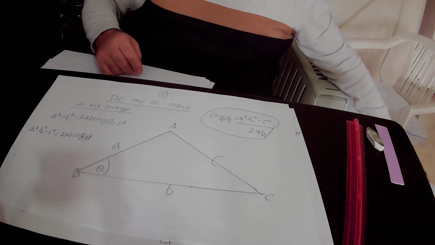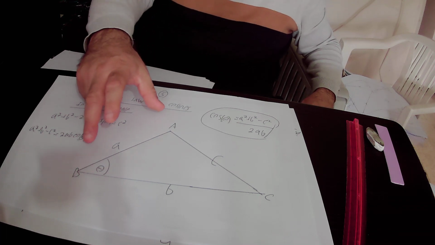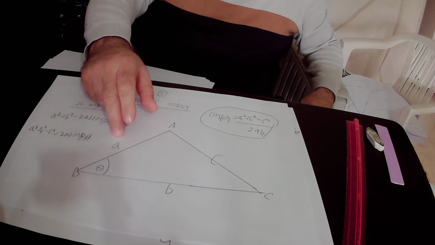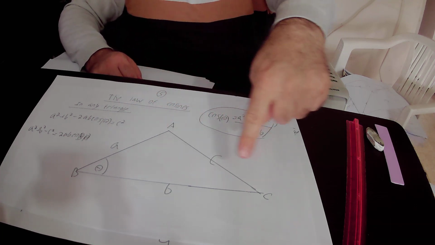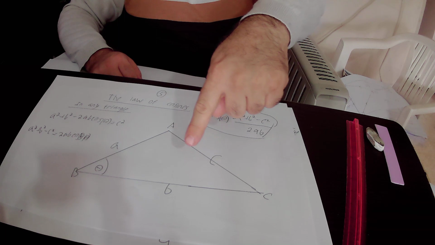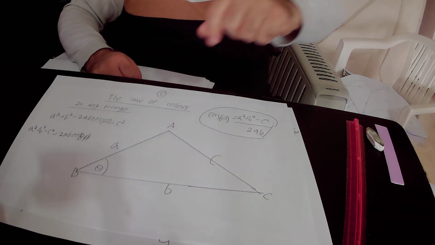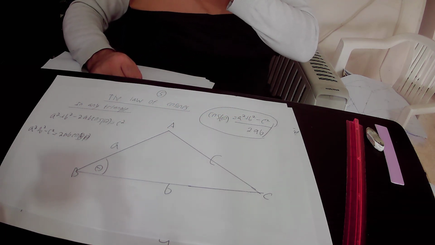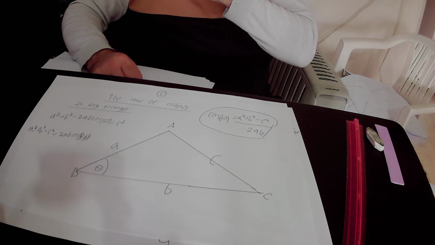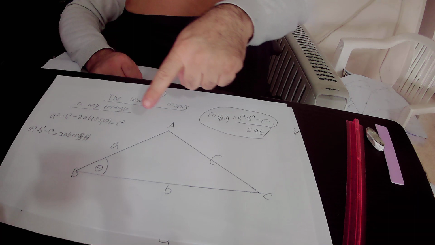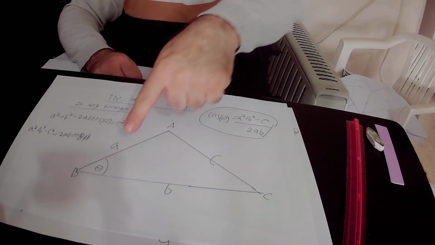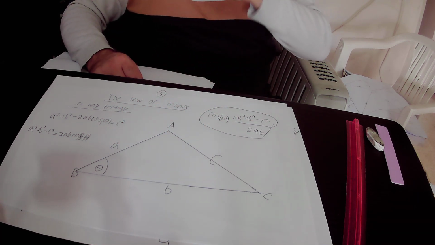In any triangle, if you know that the length of AB is c units, the length of AC is b units, and the length of BC is a units, then according to the law of cosines, a squared plus b squared minus 2 times a times b times cosine theta equals c squared.